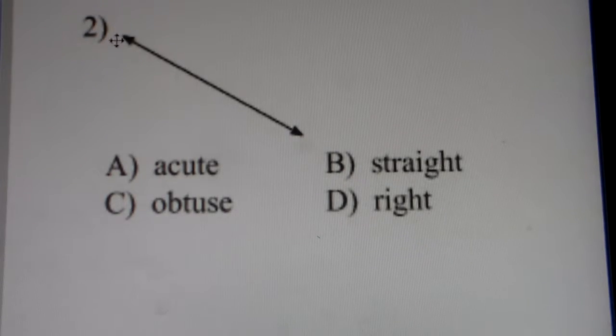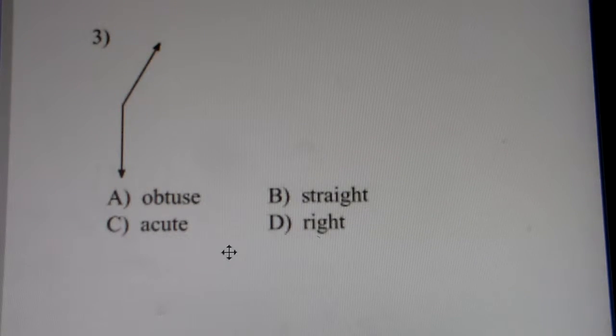Number 2, this is a straight line. When the two endpoints have arrows on the sides of them, it's a straight line. So it's not acute, it's not less than 90 degrees. It is technically bigger than 90 degrees, but it's not obtuse. That's not specific enough. This is a straight line, so 2 is B, straight.